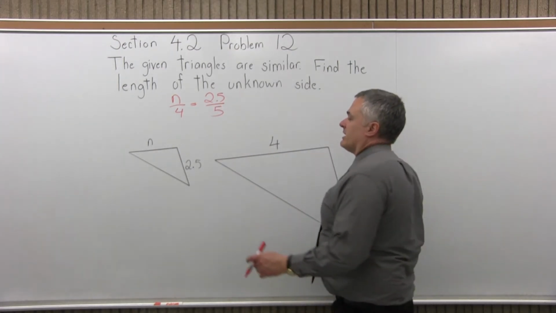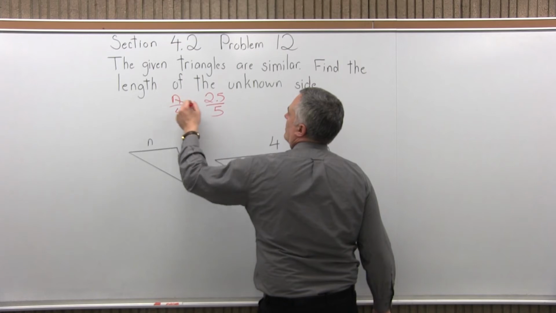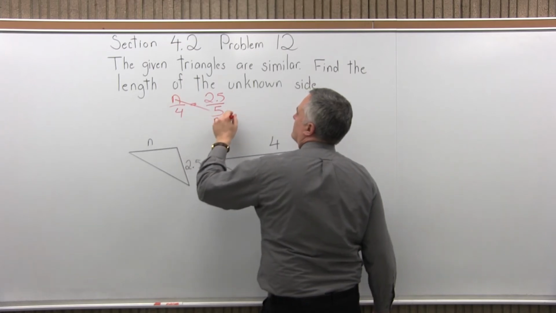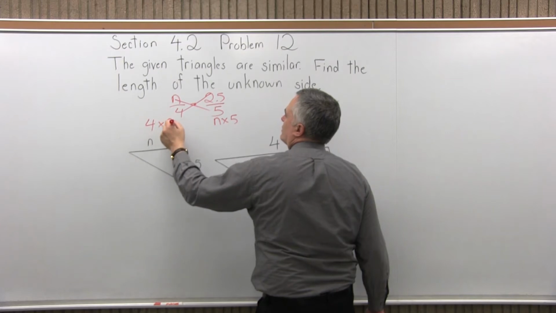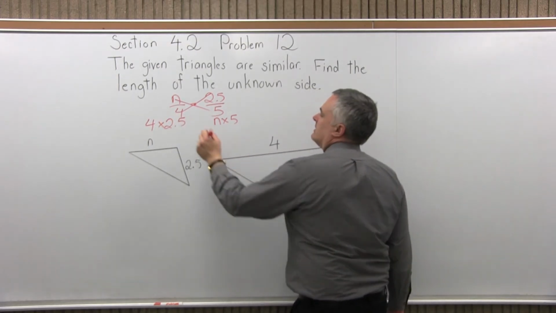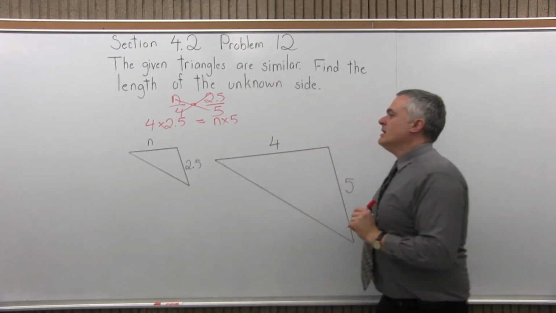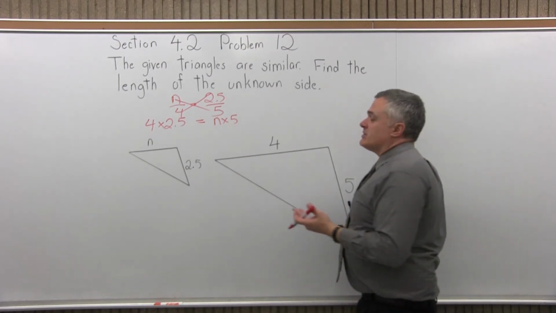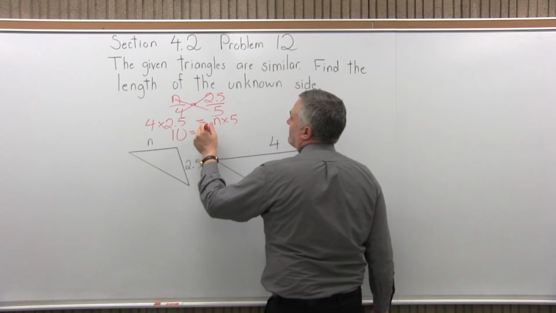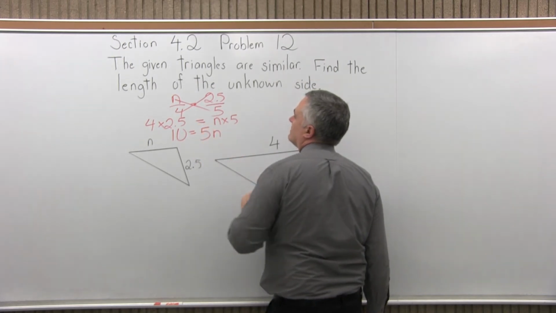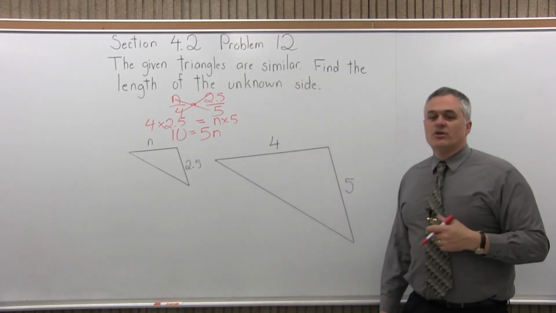by cross-multiplying and dividing. So going one way we have n times 5, and going the other way 4 times 2.5, and that's equal. So we can simplify it. 4 times 2.5 is 10. N times 5, we can just write 5n. And now to solve for the unknown, you just divide.